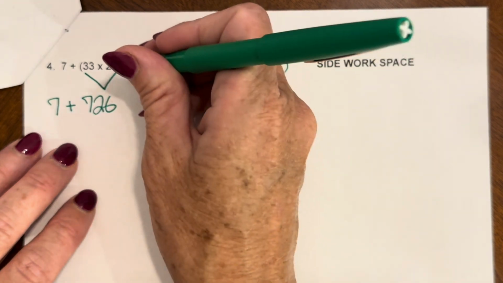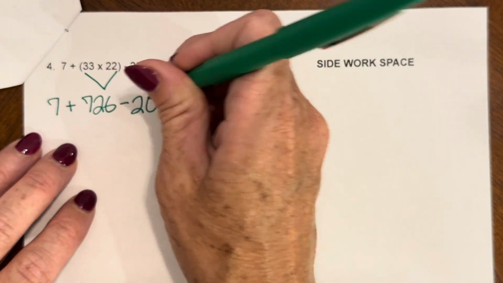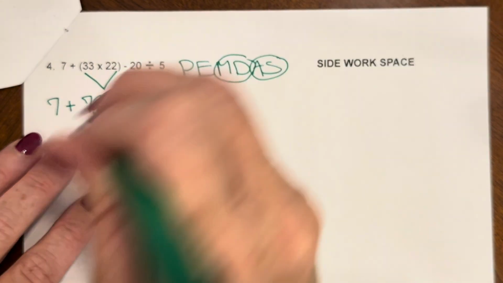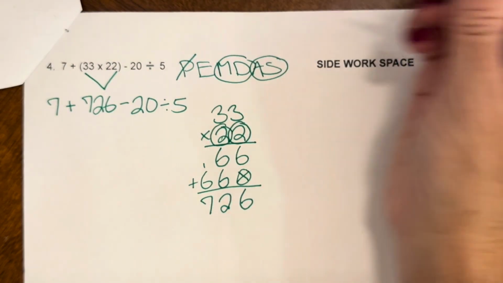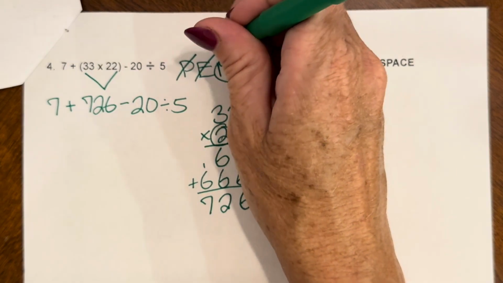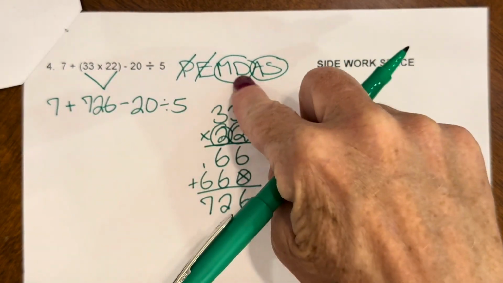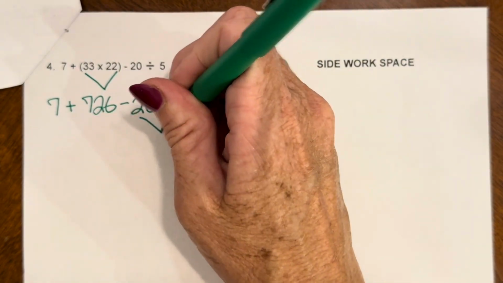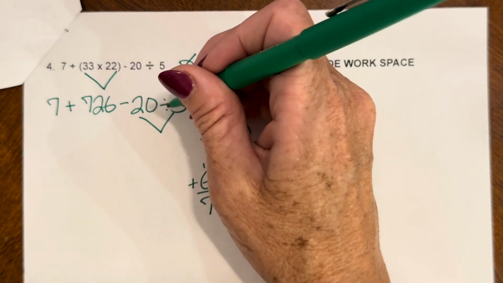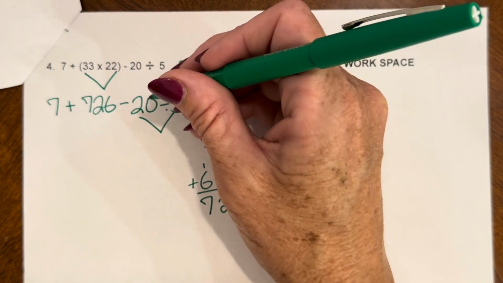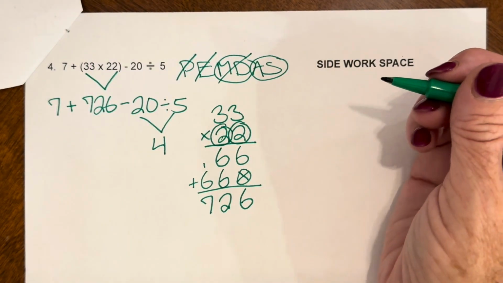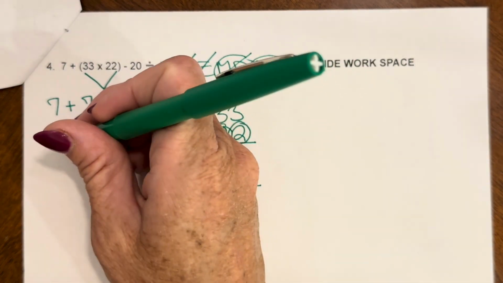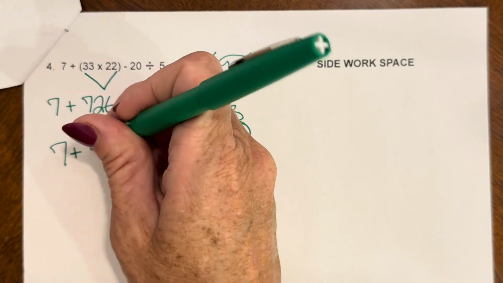Okay, so we're going to write it and then copy everything else down. So 7 plus, subtract 20 divided by 5. Okay, so we look at our problem. We have no more parentheses, no exponents, but we do have some multiplication or division right there. 20 divided by 5, well, that means if I had 20 and put them in 5 groups, each group could have 4. So let's copy everything else down.